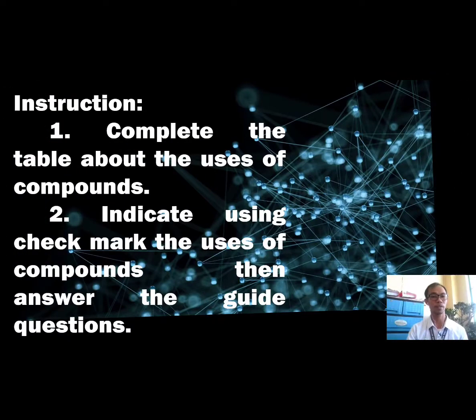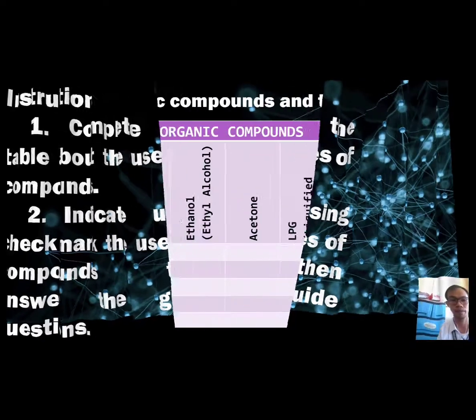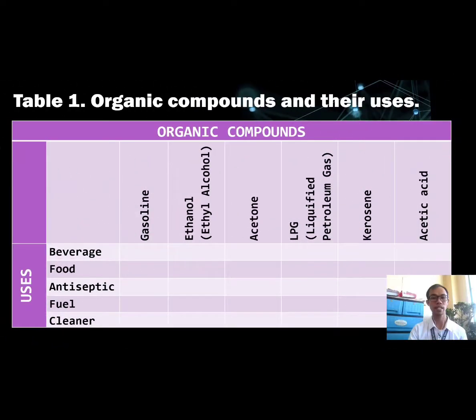For the instruction, I'll be giving you a table later on. You are going to complete the table about the uses of compounds and indicate using a check mark the uses of compounds, then answer the guide questions. This is the table I'm referring to. Table 1, organic compounds and their uses.